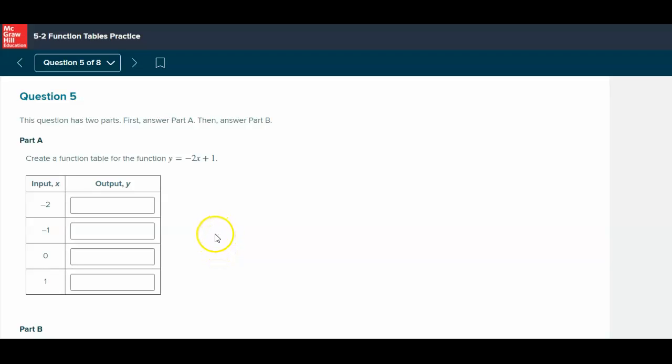Question number 5. Create a function table for the function y equals negative 2x plus 1. So for this, you go y equals negative 2x plus 1. Our first x value is negative 2. So we go y equals negative 2 times negative 2 plus 1. Negative times a negative is a positive 4. So we get 5. So you would put 5 here. You would do that for each of these numbers.